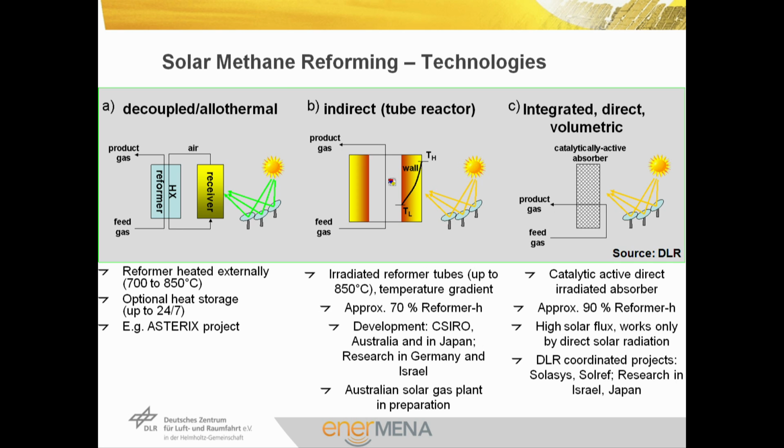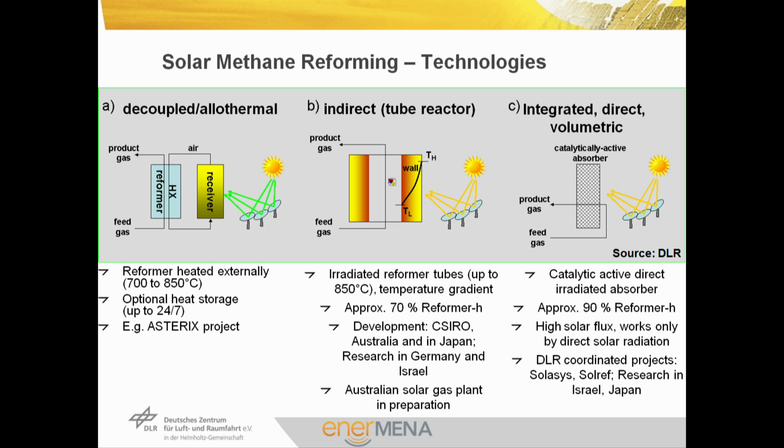These are the indirect or tube reactor. There, the reaction takes place in directly irradiated tubes filled with a catalyst. The efficiency is higher in this technology, but there are thermal stresses on the tube wall, and as the sunlight only comes from one side, there is also a thermal stress between the front side of the wall and the back side of the wall. So the efficiency is higher than with the allothermal reformer, but it is more difficult to run, and it can only run if the sun is shining. So a continuous operation is not possible.